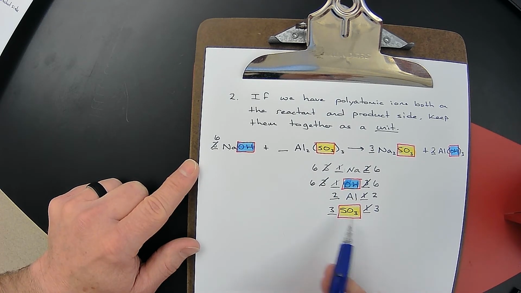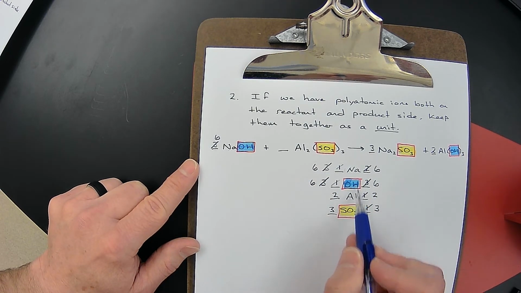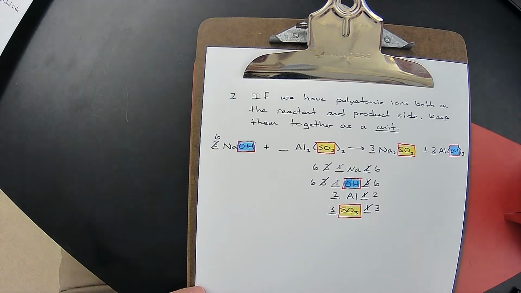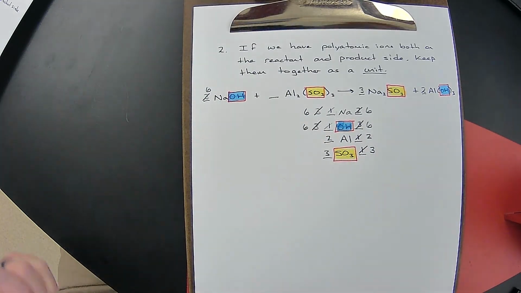Keeping the polyatomic ions together as a unit or group really helps in solving the equations, because many times they end up fixing themselves.